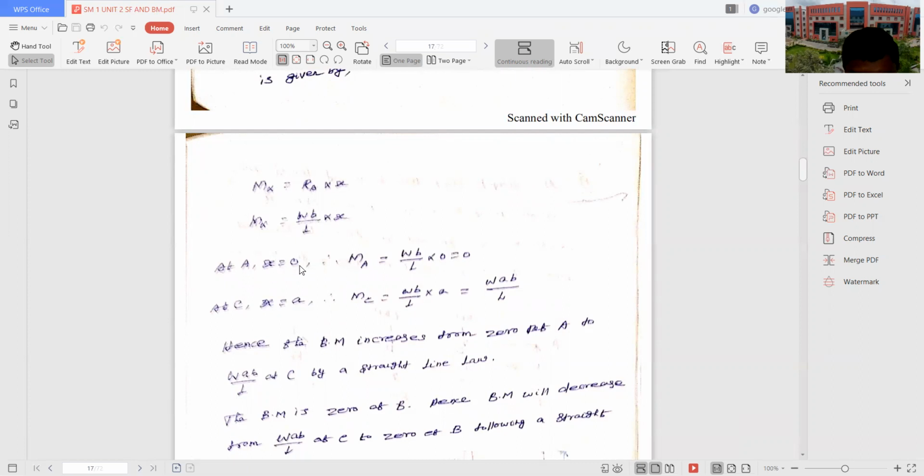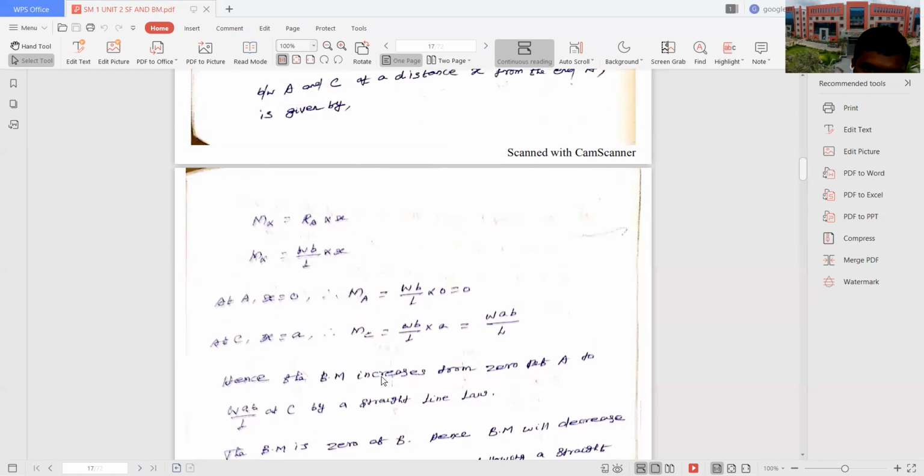So at A point x equal to 0, substitute, moment at A equal to 0. At C point x equal to A. Therefore, if we substitute, moment at C equal to WB by L into A. Therefore, WAB by L. So obviously, simply supported beam, at B point, at support B, 0. Therefore, WAB by L is the maximum. Again, it will come down to 0.